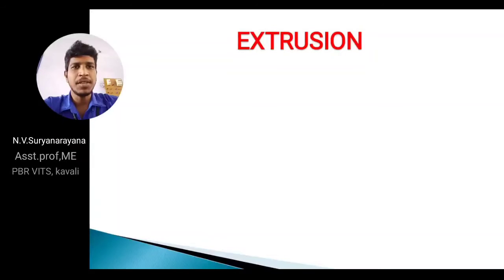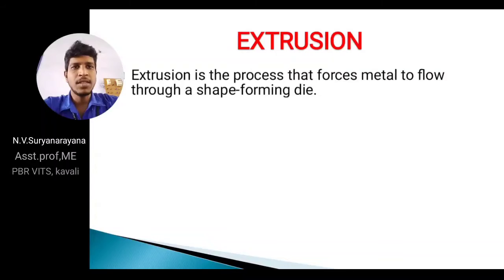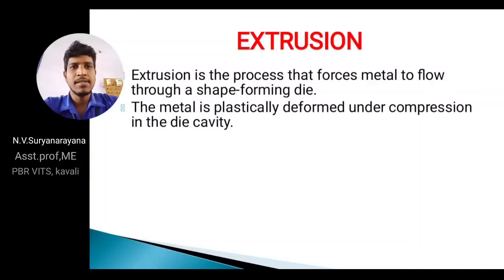First of all, coming to extrusion, extrusion is the process that forces the metal to flow through a shape forming die. That means we are forcing the metal into the semi opening die or shape forming die. After that, the final output will be collected as an extruded product. The metal is plastically deformed under compression in the die cavity.